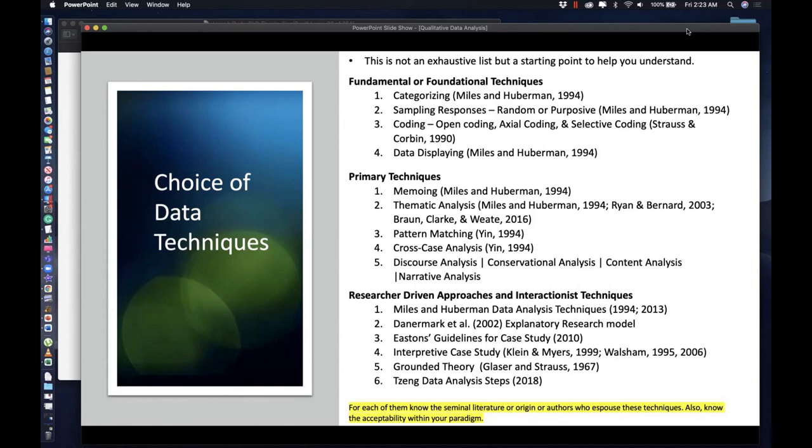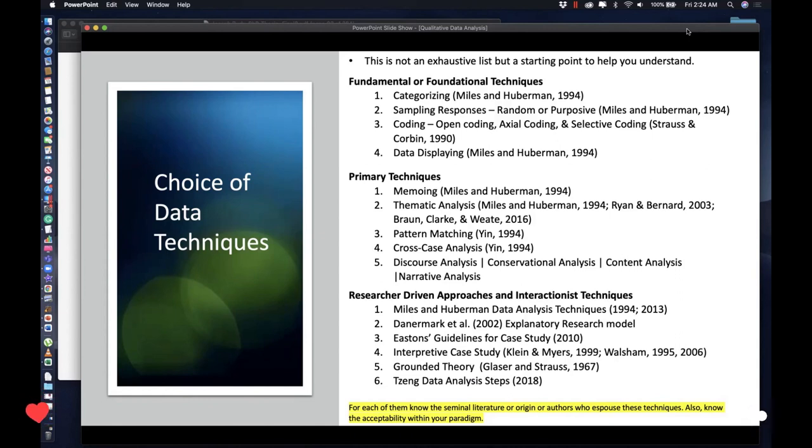Then there's thematic analysis, where we look for themes. Thematic analysis has been described by several authors. Braun and Clarke and Wood are some of the popular authors whose work on qualitative data analysis from a thematic perspective has changed the face of thematic analysis.